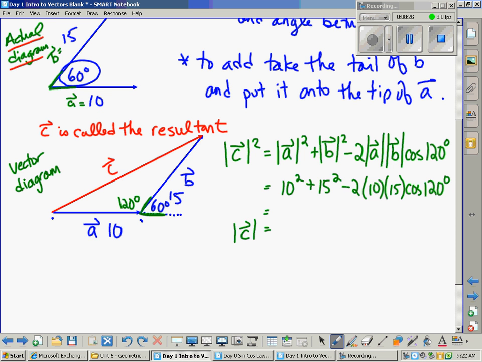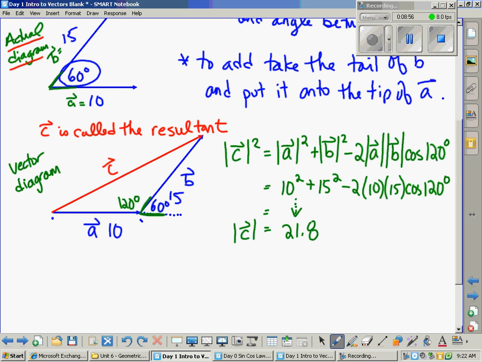But after some work, you should end up with 21.8 units. I'll ask the teacher to pause the video so that you can double check that you get 21.8. And do help each other to make sure you get 21.8. Okay, so that tells us that magnitude C is 21.8 units long.